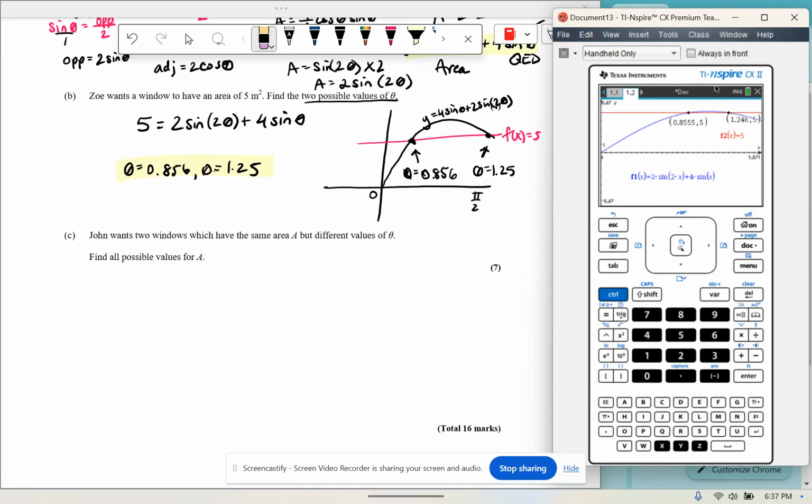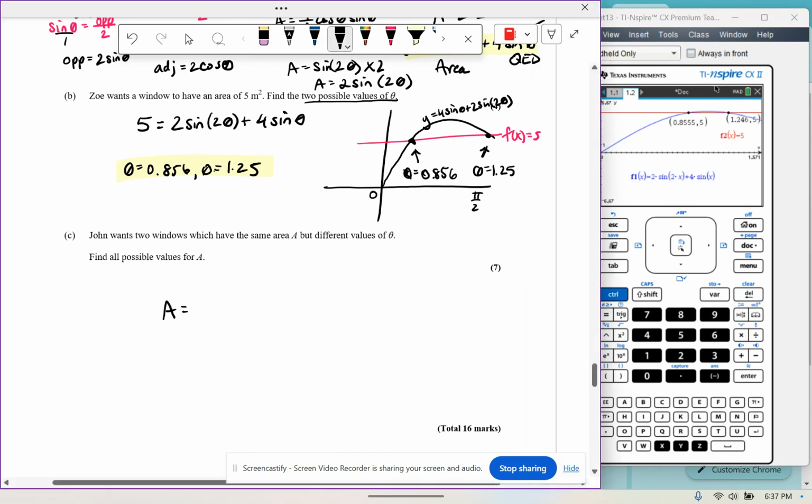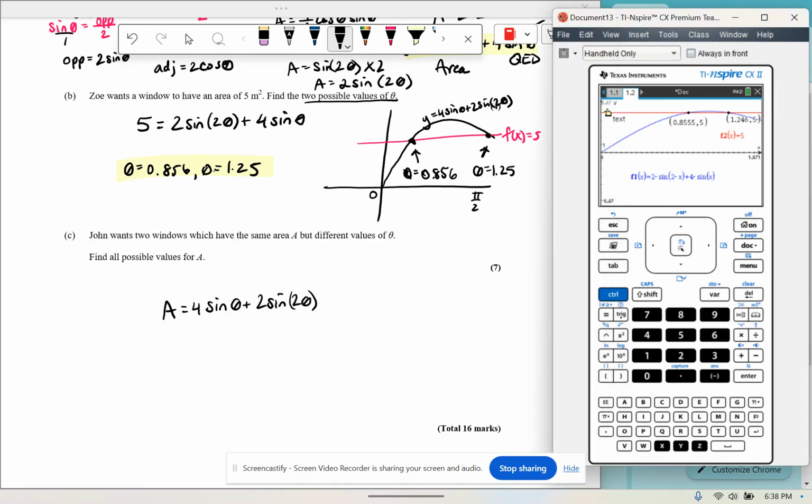Okay, so for part C, John wants two windows which have the same area A but different values of theta. Find all possible values for A. Okay, so A, remember, is the area, and we can find the area using the function 4 sine theta plus 2 sine 2 theta. So we're going to look at the same thing that we just graphed earlier, right? Except now let's think about what the graph has for us. What can the graph tell us?